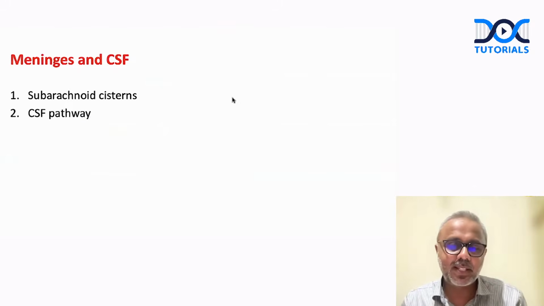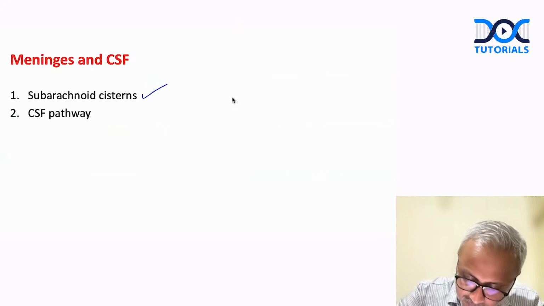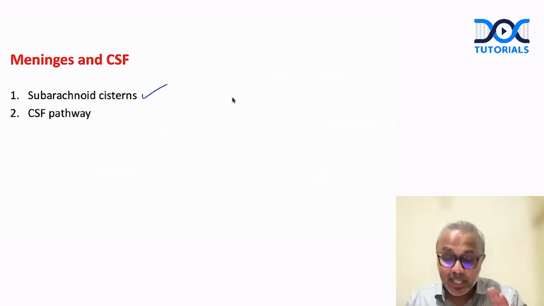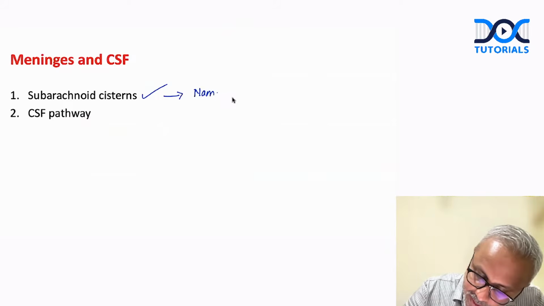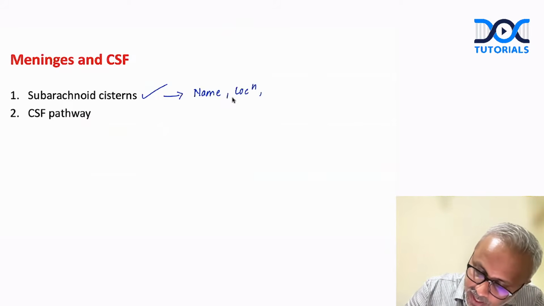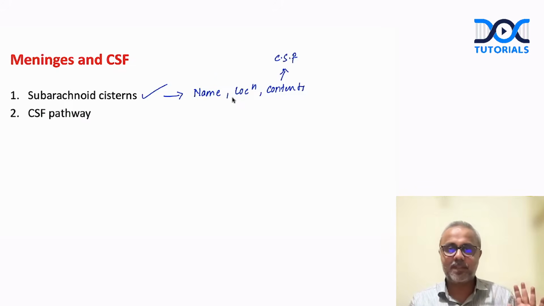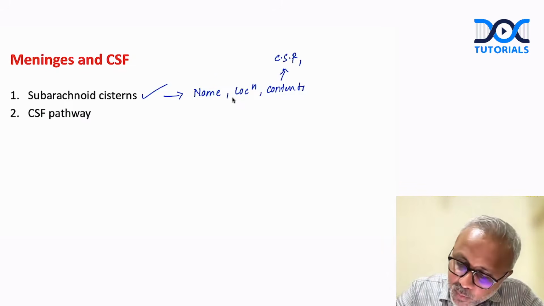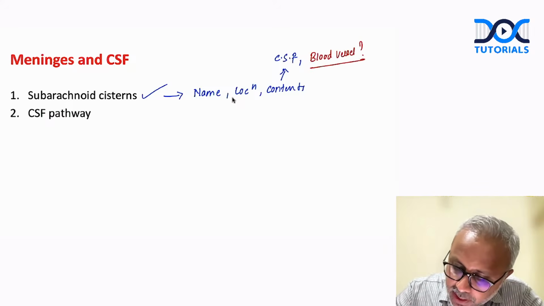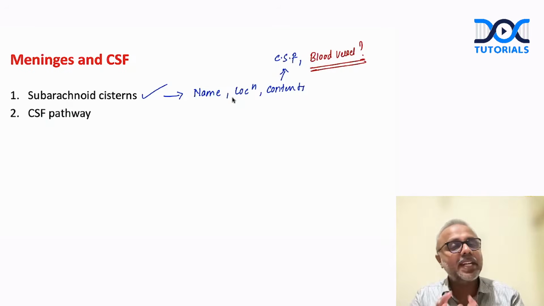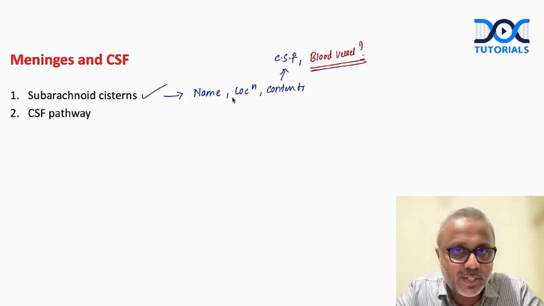The last 2 topics that I want you to prepare for your university exam is, one is the topic of subarachnoid cisterns. Even in subarachnoid cisterns, all I want you to know is the name of the subarachnoid cistern, where exactly it is located, and what are the contents, right? For all the cisterns, you can write blindly CSF. But apart from CSF, what we must know is what blood vessel is present in each of the cisterns. This is what we must know.